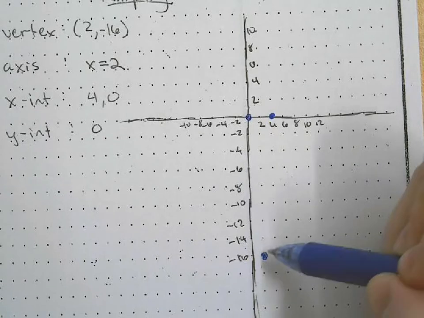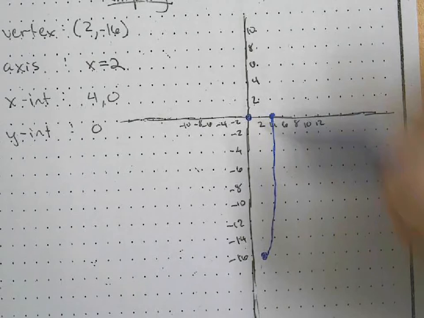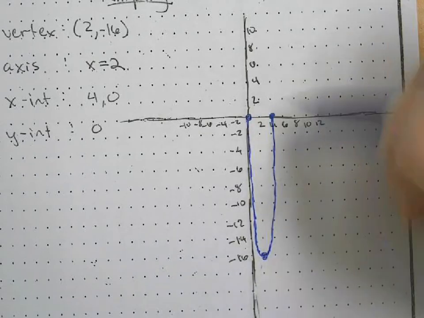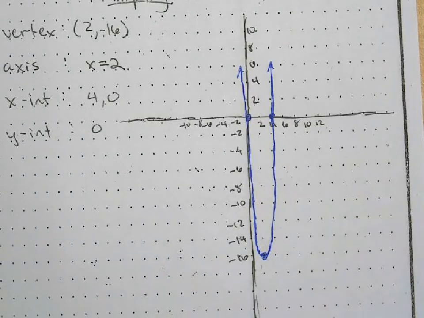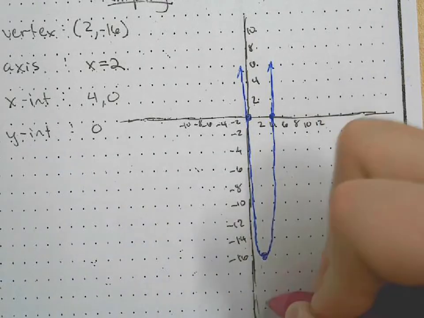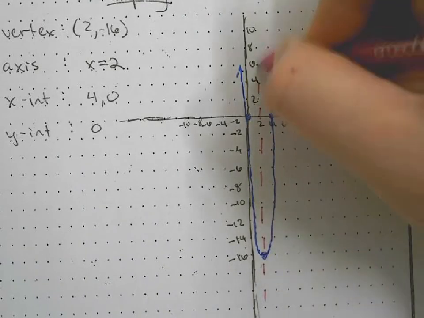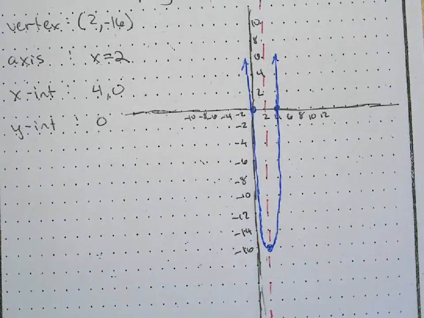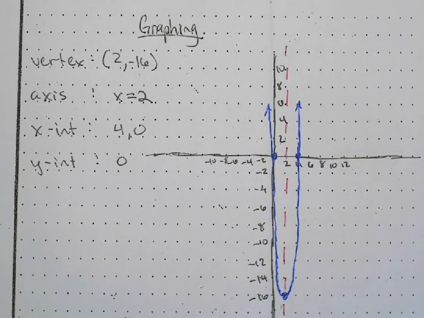So now we'll do our best to make this a U-shape. It's pretty steep. Like so. And then we can draw our axis of symmetry. Like so. And that's how we can graph when given our equation in vertex form.